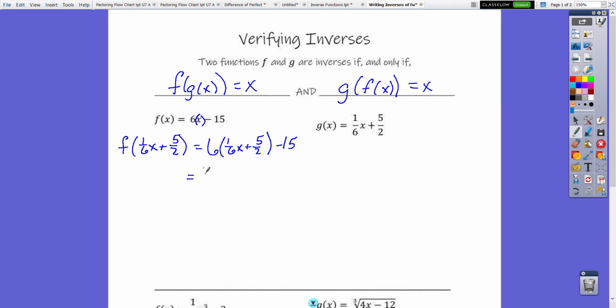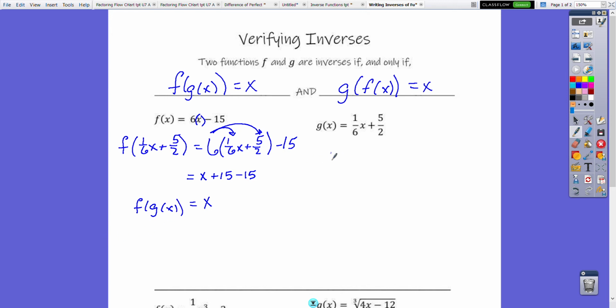So now I'm just going to distribute. So remember, big times the top divided by the bottom. 6 times 1 is 6, divided by 6 is 1, so I have x. 6 times 5 is 30, divided by 2 is 15, so I have x plus 15 minus 15. Now let's combine some like terms. So here, 15 minus 15 cancels out, so I have x. So in this case, f of g of x does give me x.